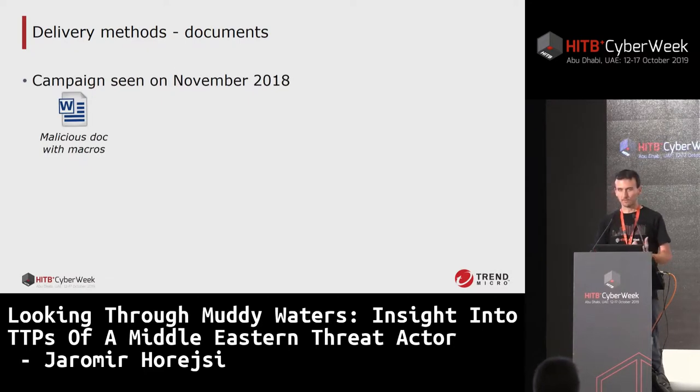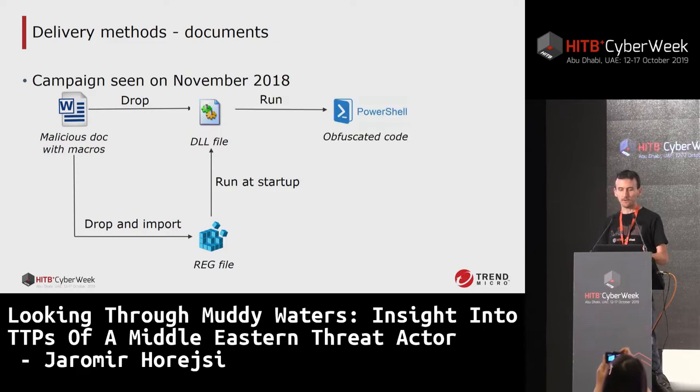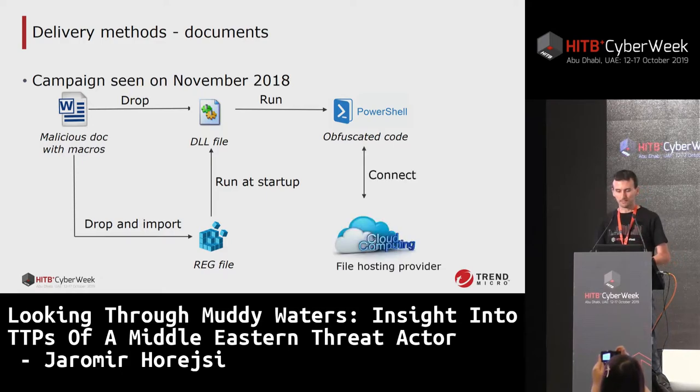Out of these campaigns, which I mentioned before, I visualized two of them in this style. So you have the macro, and it drops some files. In this case, it was a registry file and a DLL file. The registry file provides persistence, and the DLL file embeds the PowerShell code, which is obfuscated. After the deobfuscation, it runs the main payload.